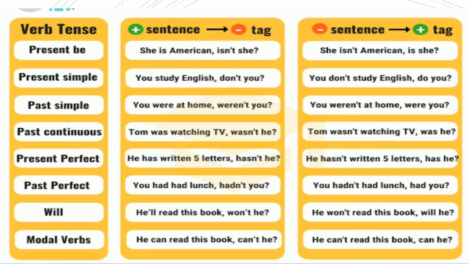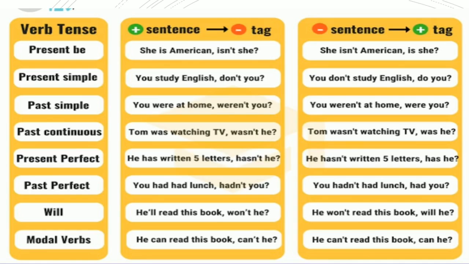Now present be, the verb tense, she is American. The sentence is a positive sentence. The statement is positive. So the tag will be negative, isn't? Then the same subject is to be repeated, that is she. Now she isn't an American. Now here, when the sentence is negative itself, so the tag will be positive. Is she?